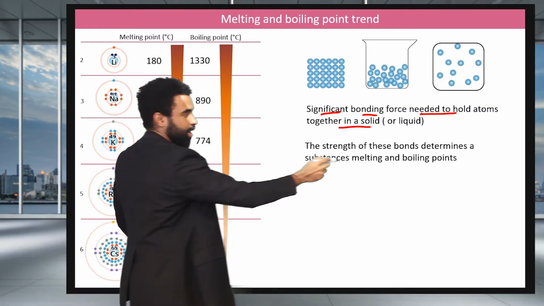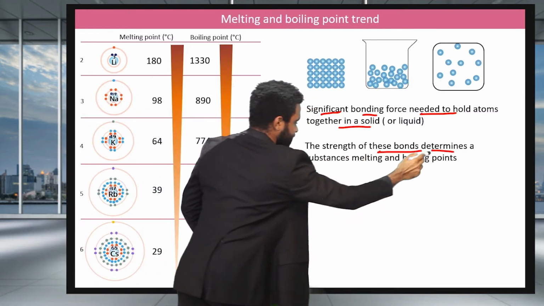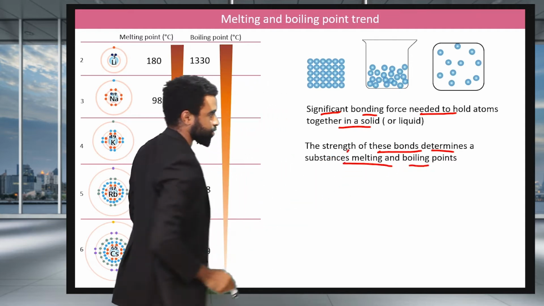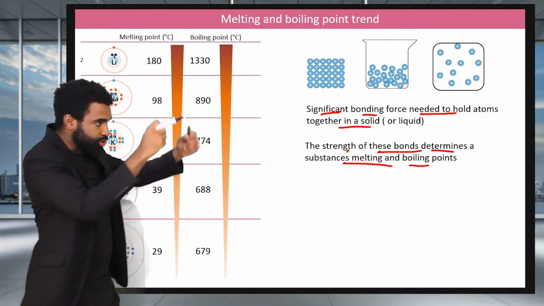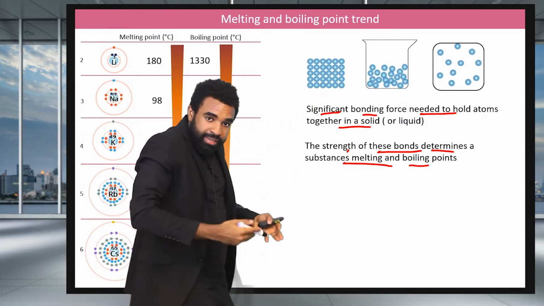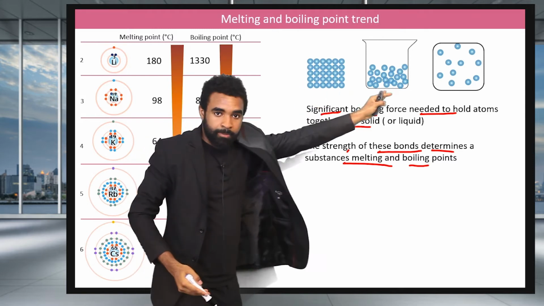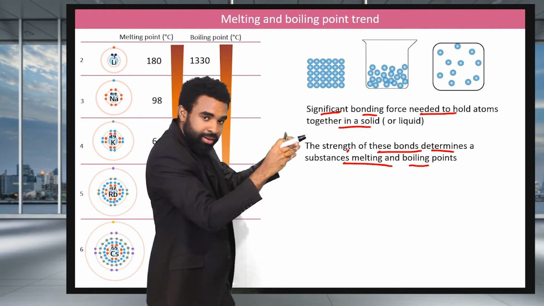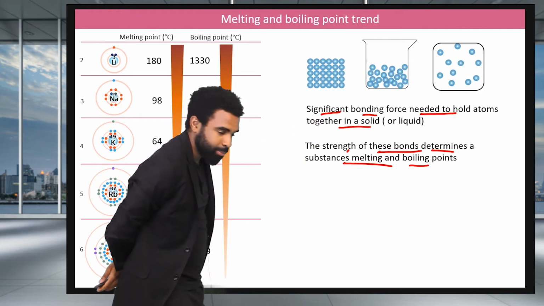All right, and the strength of these bonds, therefore, determines a substance's melting and boiling point. I've got the apostrophe there, okay? So if you have a strong bonding force holding the solids together, then you need a lot of heat, a high temperature, to melt. So if you have a strong bonding force holding the particles together, then you have a high melting or boiling point.